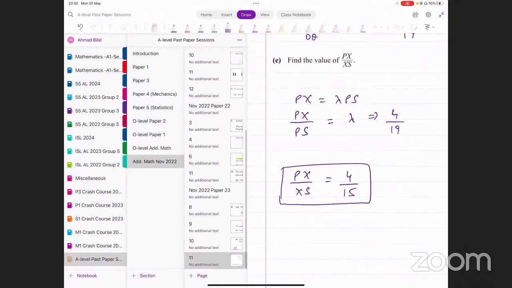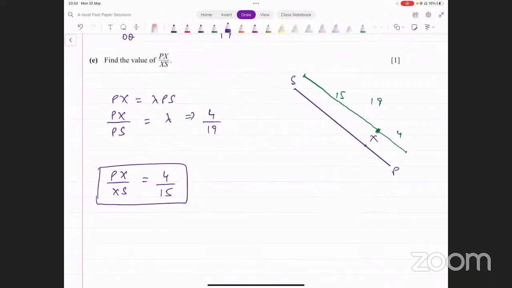And that's it. All right, so today we discussed all the difficult questions that we had in the November 2022 papers. All right, I hope you find this helpful.